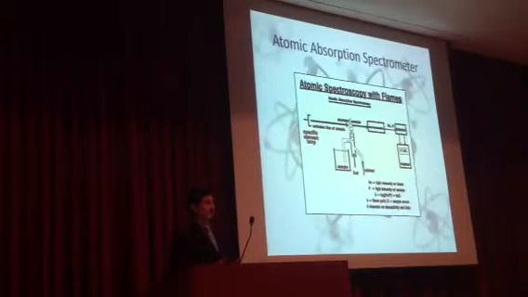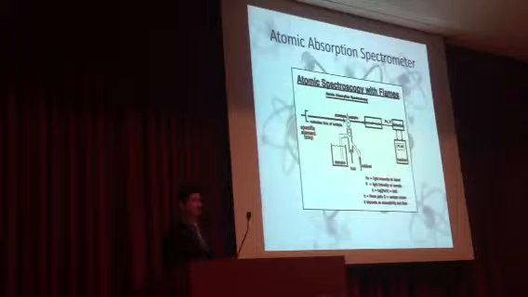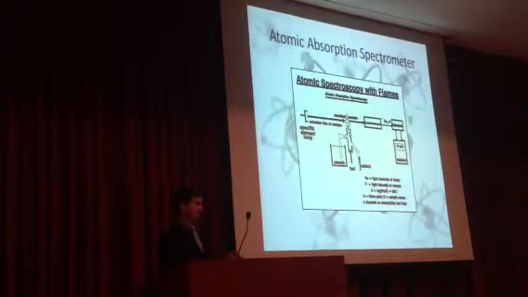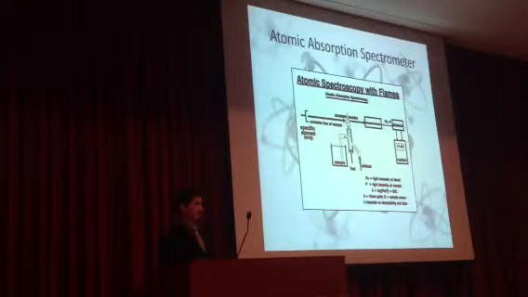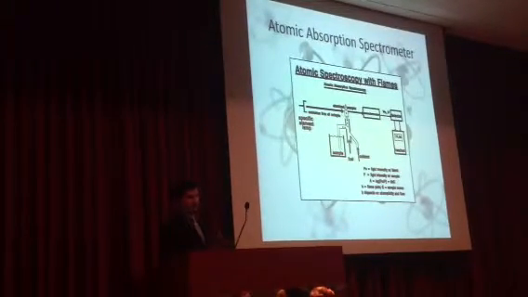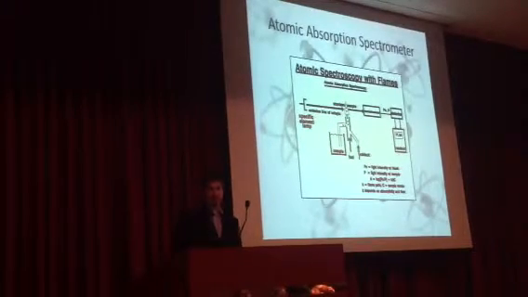The instrument can be set to a specific wavelength, and this wavelength was 283 nanometers, just because that's where lead will absorb. So once it's put into the detector, it'll give us an absorbance of just the lead.